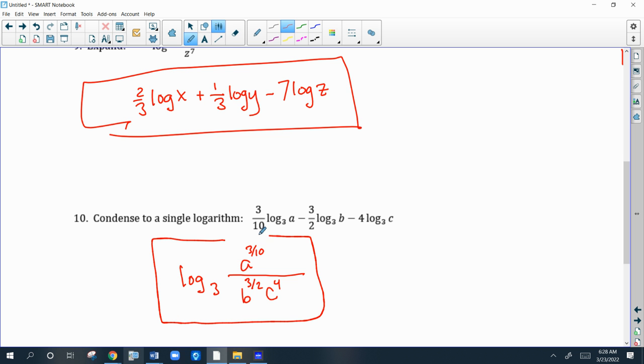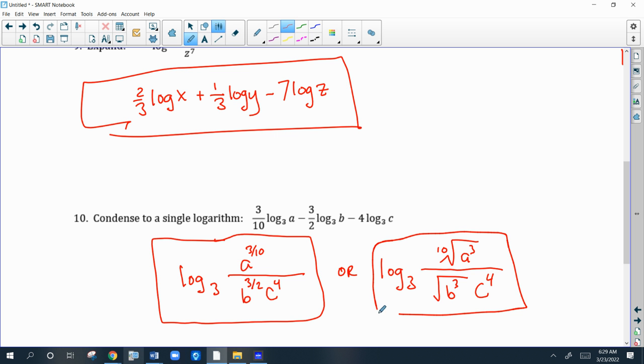Now, if you want, you can change these to radicals like we've been doing. You don't need to, but I'm going to do it anyhow. This is the 10th root of a cubed. This is the square root. That 2, you don't need to show it, as you know, b cubed. And this is not a root at all. It's c to the 4th, so you can't change that to a root. So if you want to write it like this, you can, but you don't have to.